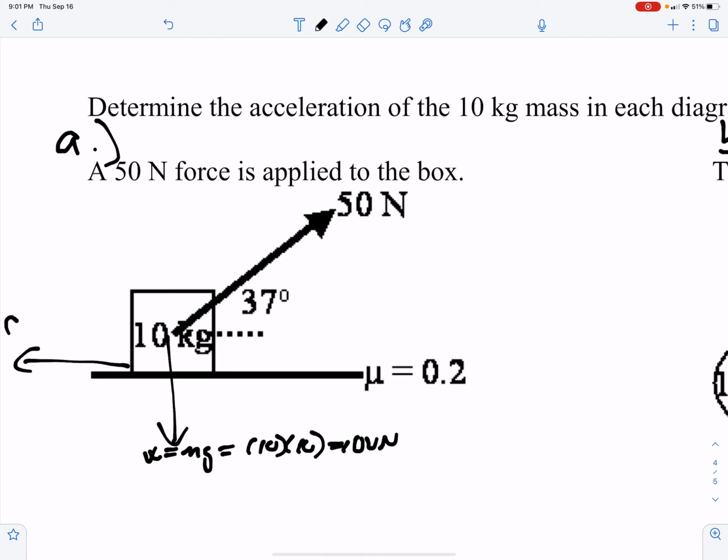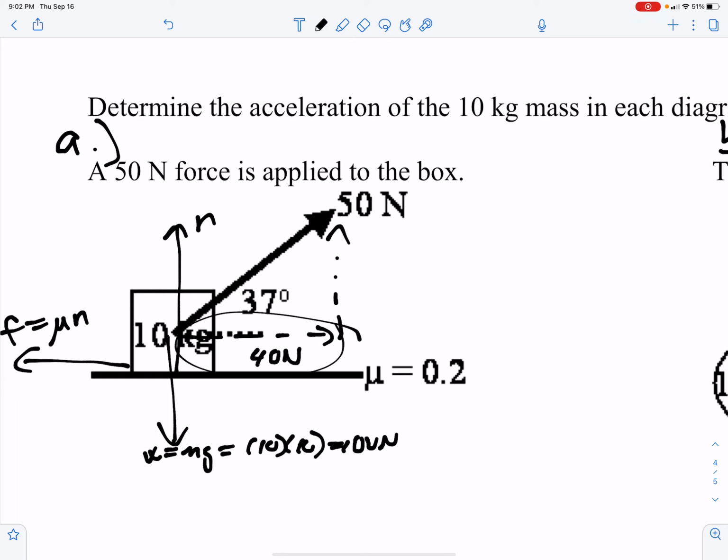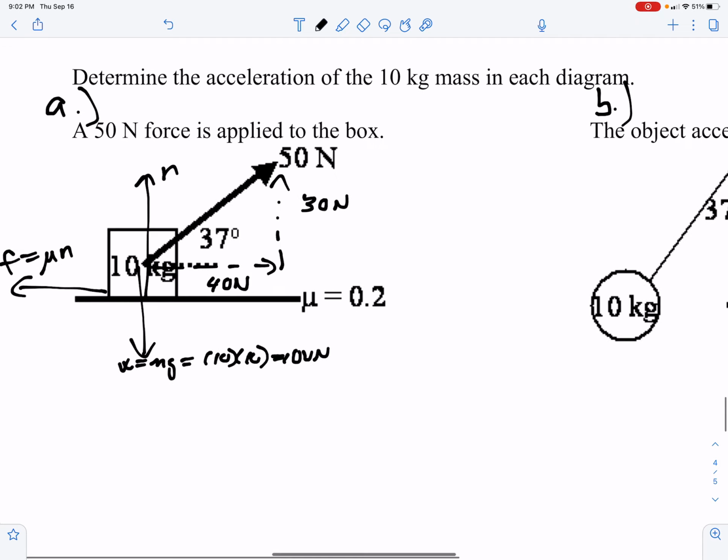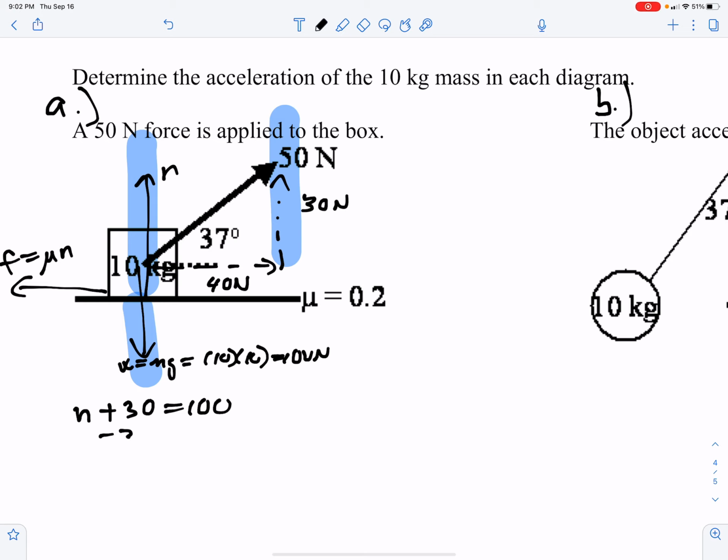You'll have friction going to the left. You'll have normal force going to the right. You'll have your components, which, if you remember, 50 cosine 37 degrees was 40 newtons going to the right, and 50 sine 37 was 30 newtons going up. If you recall, we had normal force plus 30 equals 100, and when we subtract the 30, the normal force was 70 newtons.